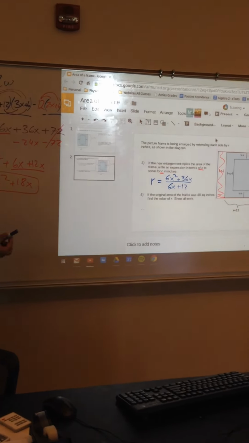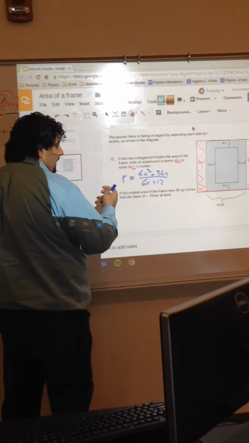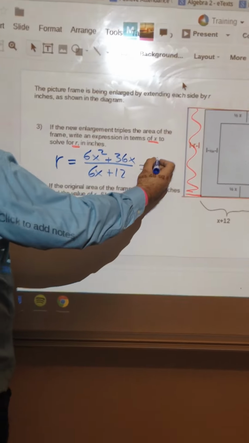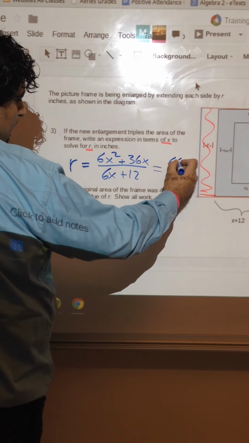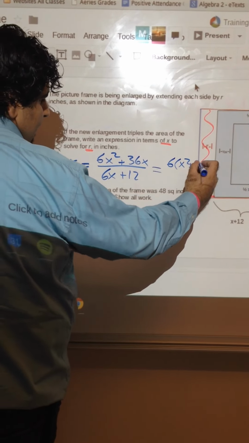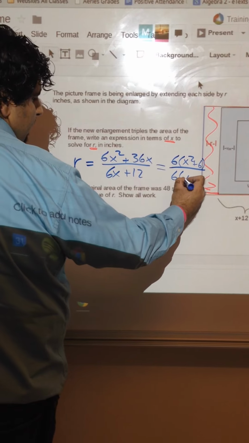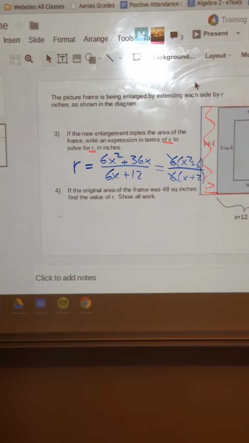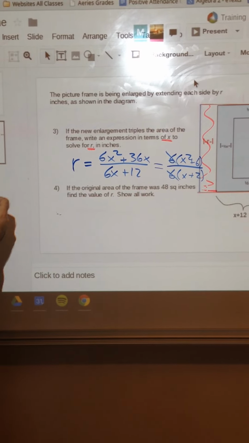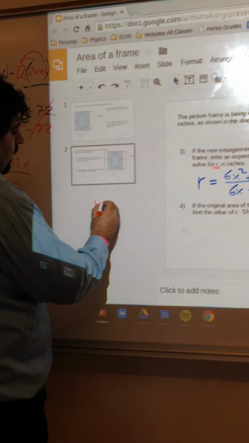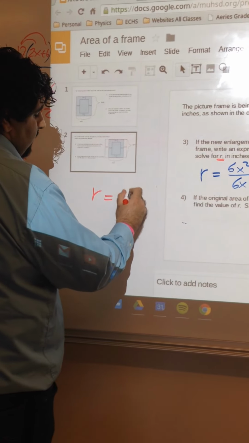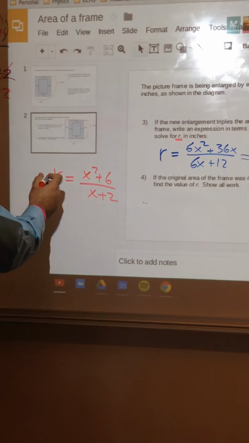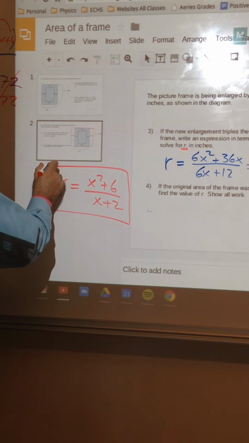What you can do from here, if you want, you can factor out a 6 and simplify it a little bit. So if I was to factor out a 6, I would end up with 6 times x squared plus 6 over 6 times x plus 2. The 6's would cancel, and you would have your new expression, which is r equals x squared plus 6 over x plus 2. That is your answer for number 3.